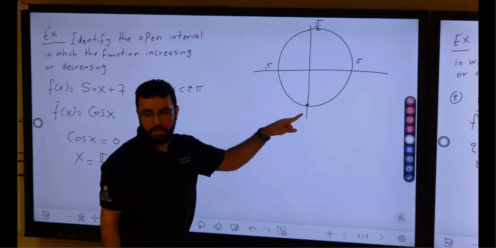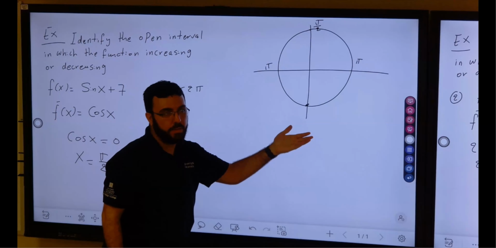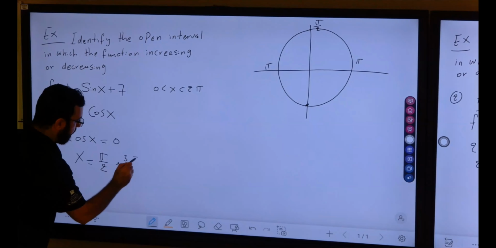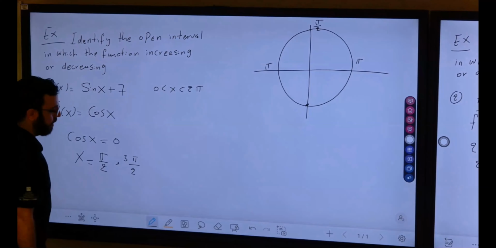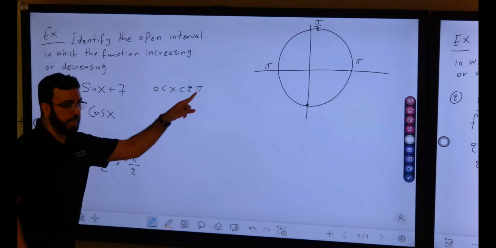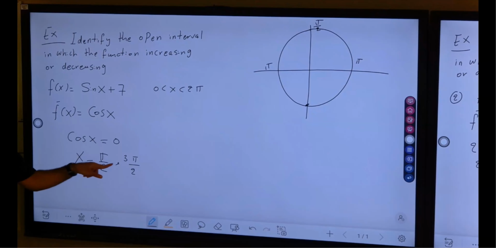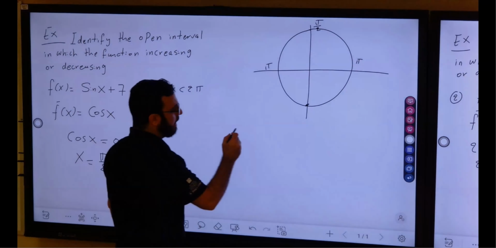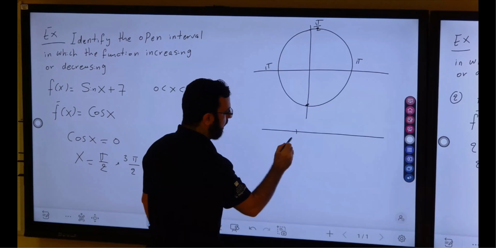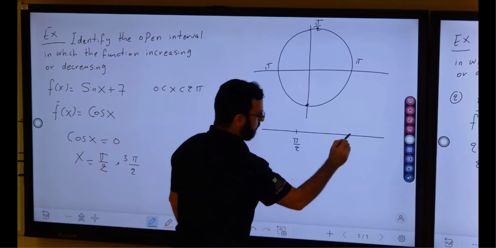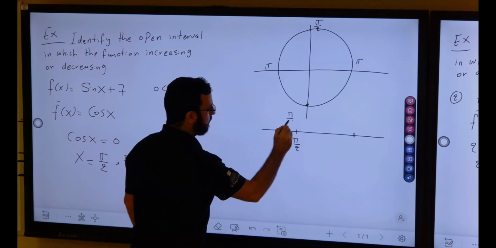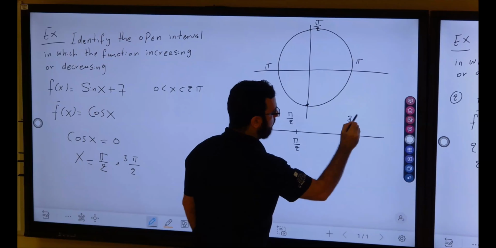Right? Which is 3 pi over 2. Let's give you also the cosine equal 3 pi over 2. So here are the two angles between 0 and 2 pi that give you the cosine equal 0. Now, here are the critical numbers. So, pi over 2. And what else? Let's write down here. And 3 pi over 2.